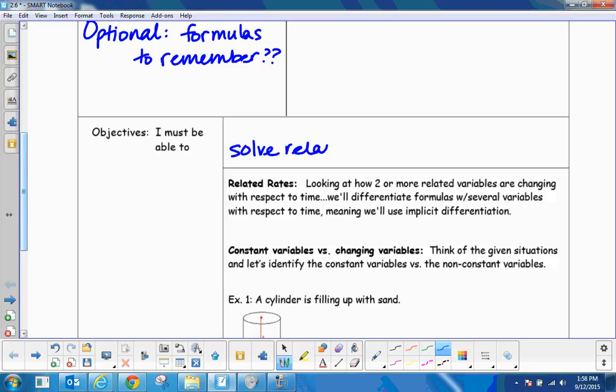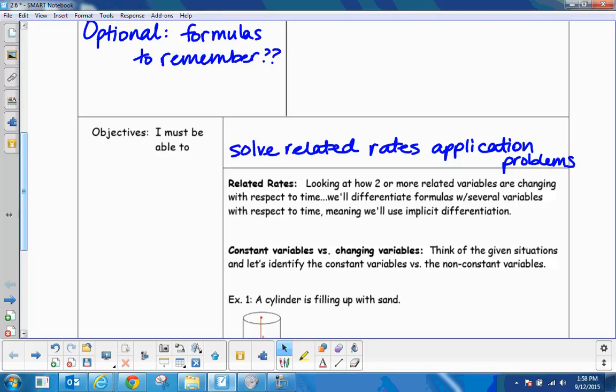related rates application problems, and so let's start to take a look at what we mean by a related rate.